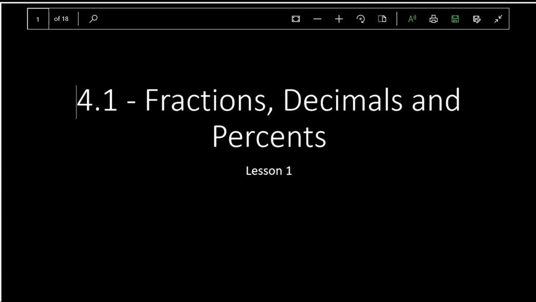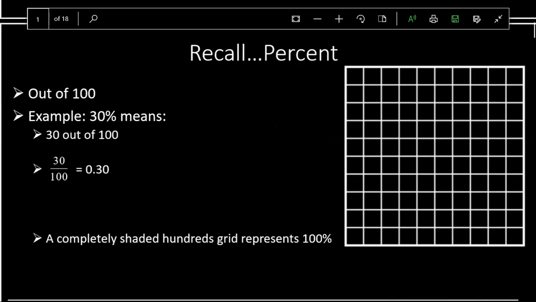At any point, if you need to, feel free to pause the video if you're copying down notes, or copying down the example, or doing your own practice problems. So we're going to get started. We're going to go to the first slide.